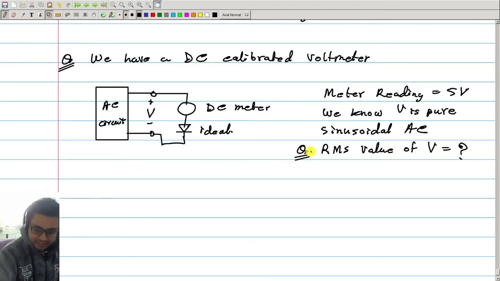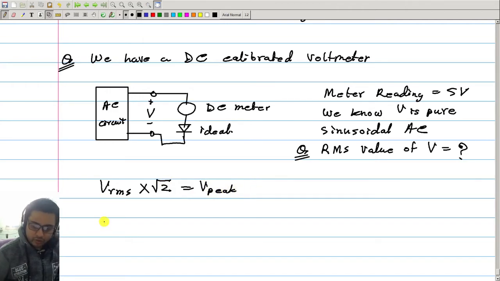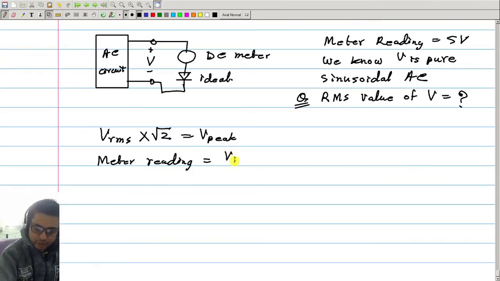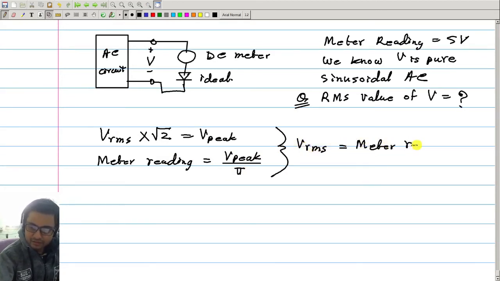Nice. Let us check. See, VRMS multiplied by root 2 is the peak value. Okay, now meter reading, as we saw, depends on the peak value divided by pi. So V peak by pi. Now from these two equations you will get VRMS is equal to meter reading multiplied by pi by root 2, which you correctly said, 5 pi by root 2. Excellent.